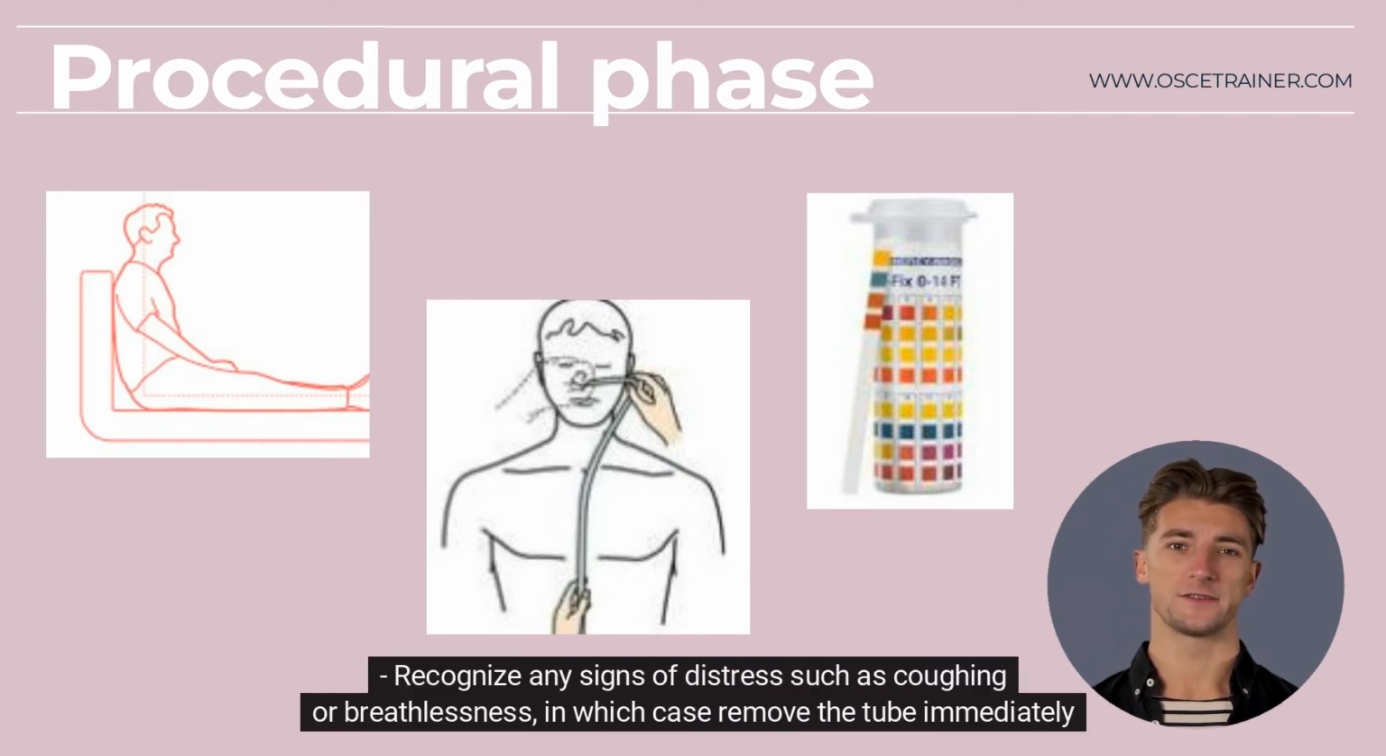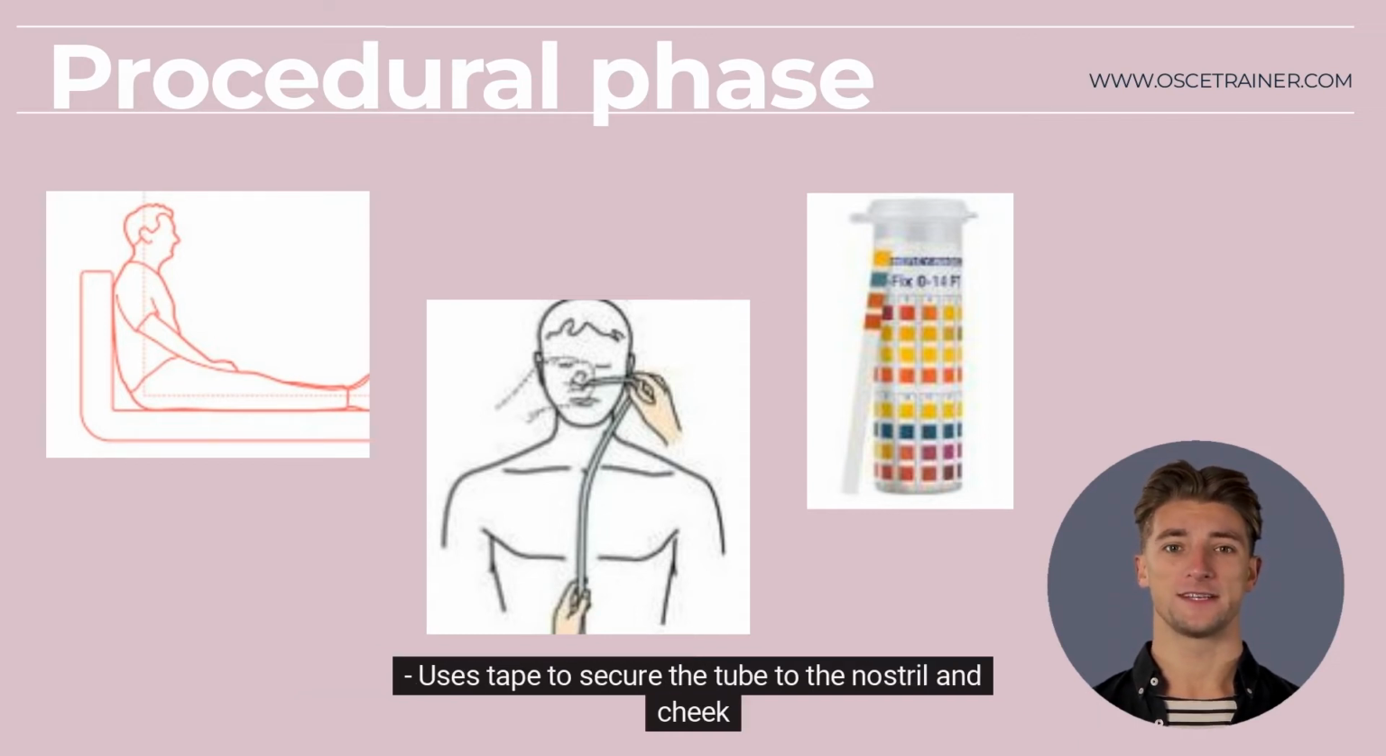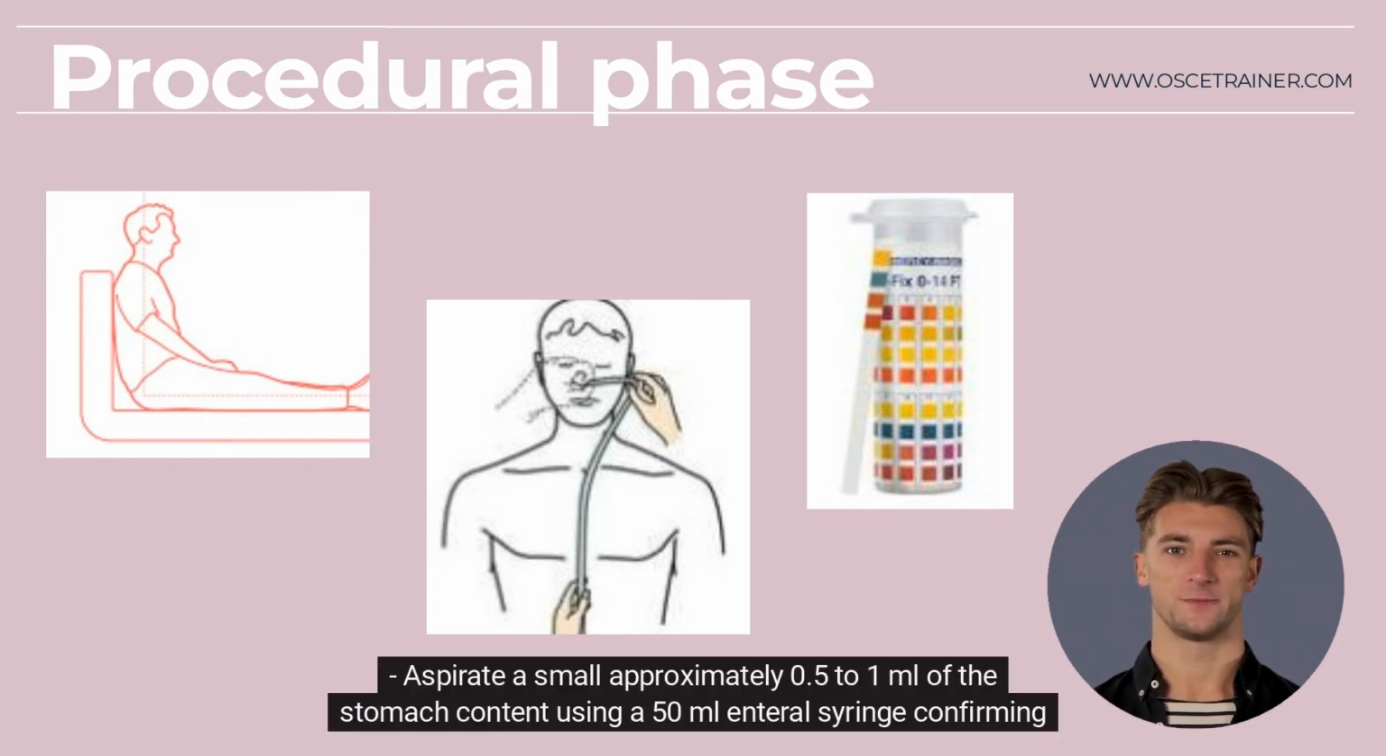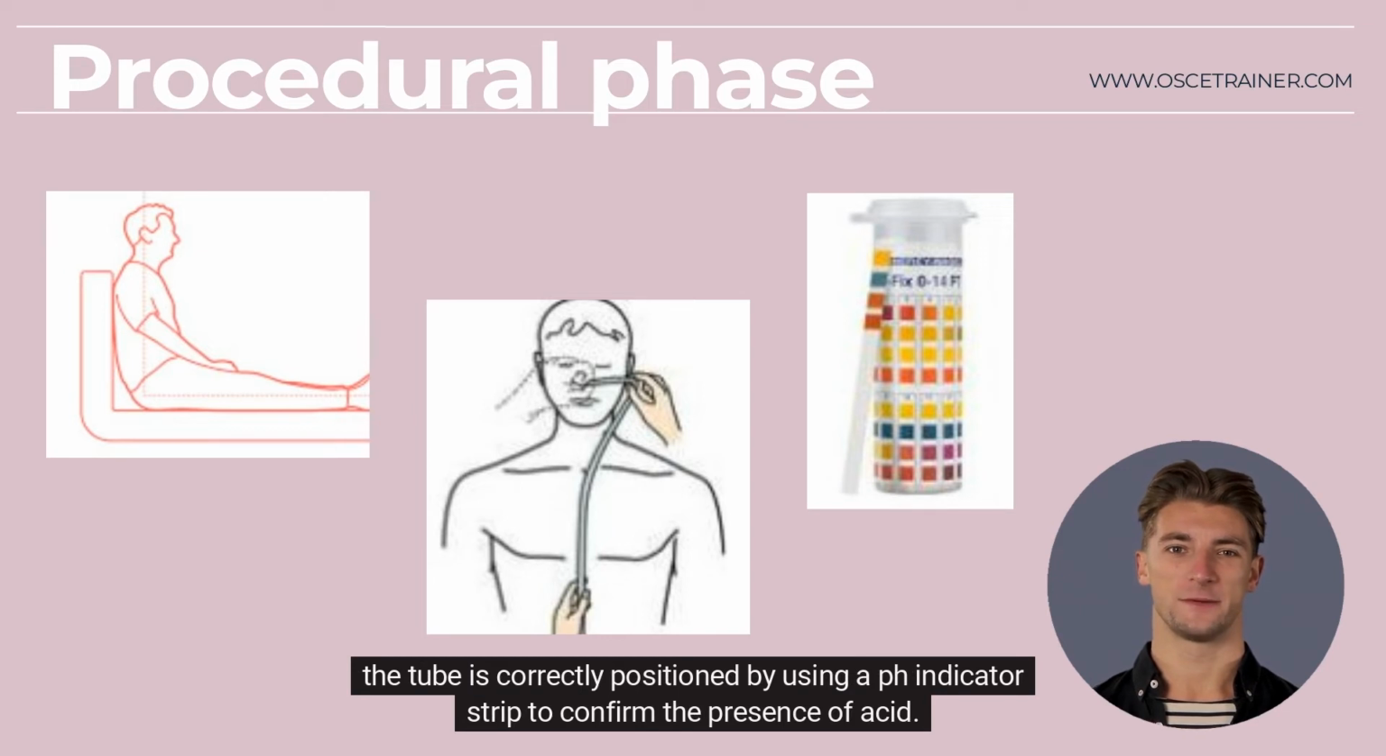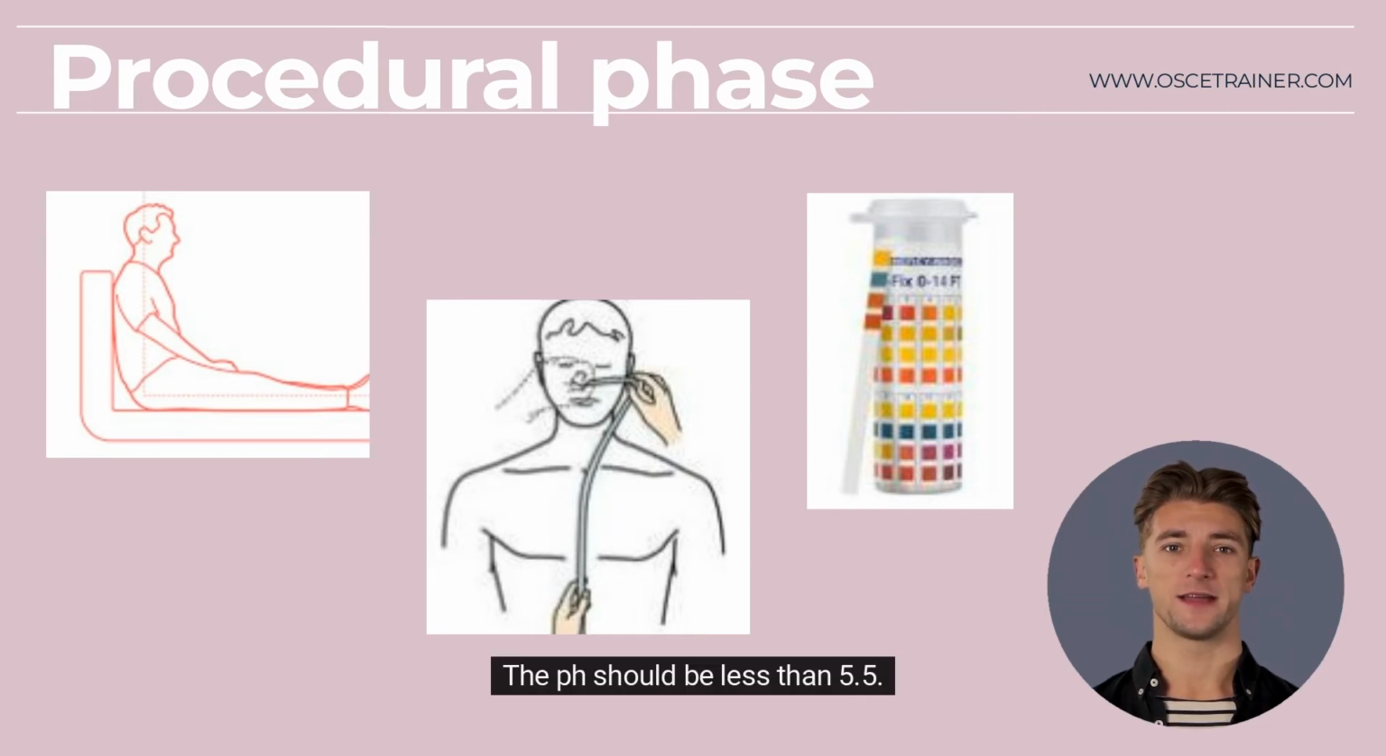Recognize any signs of distress, such as coughing or breathlessness, in which case remove the tube immediately. Use tape to secure the tube to the nostril and cheek. Aspirate a small, approximately 0.5 to 1 milliliter of the stomach content using a 50 milliliters enteral syringe, confirming the tube is correctly positioned by using a pH indicator strip to confirm the presence of acid. The pH should be less than 5.5. Use spigot or integral cap to cap the tube.